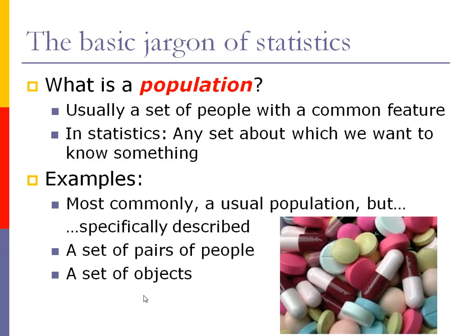But a population can be even wider than that. For instance, a population could consist of a set of objects, and a typical example could be medication, right? Pills or compresses or something like this. So we may be doing a study on certain kinds of pills, and so the population of interest would be all the pills of a certain kind. Again, we want to be very specific in how we describe them, but the idea is still the same.